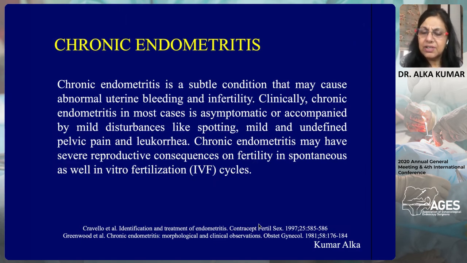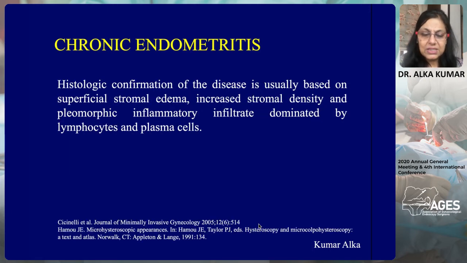Coming to chronic endometritis, which is non-tubercular. Chronic endometritis is a subtle condition that may cause abnormal uterine bleeding and infertility. Clinically, chronic endometritis in most cases is asymptomatic, or it is accompanied by mild disturbances like spotting, mild undefined pelvic pain, and leukorrhea. Chronic endometritis will have consequences on IVF cycles as well.